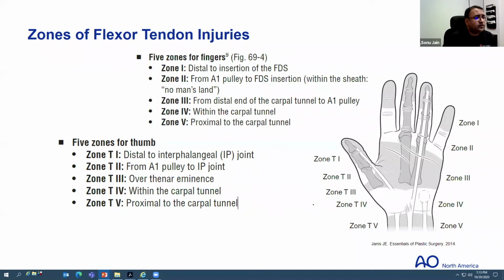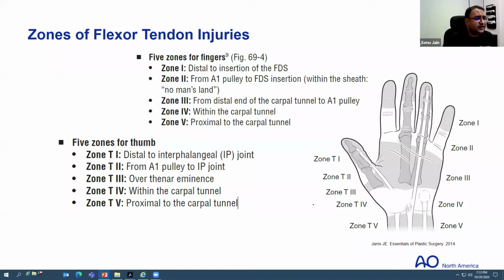So you also want to know the zones. We'll go over this more in detail as we go through the different zones, but just be aware that for the fingers, you have 5 zones. Zone 1 is distal to the FDS insertion. Zone 2 is your no man's land, from your A1 pulley to your FDS insertion. Zone 3 is from the distal end of the carpal tunnel to the A1 pulley. Zone 4 is within the carpal tunnel, and zone 5 is proximal to the carpal tunnel, essentially your forearm. And then you have similar zones in your thumb here.